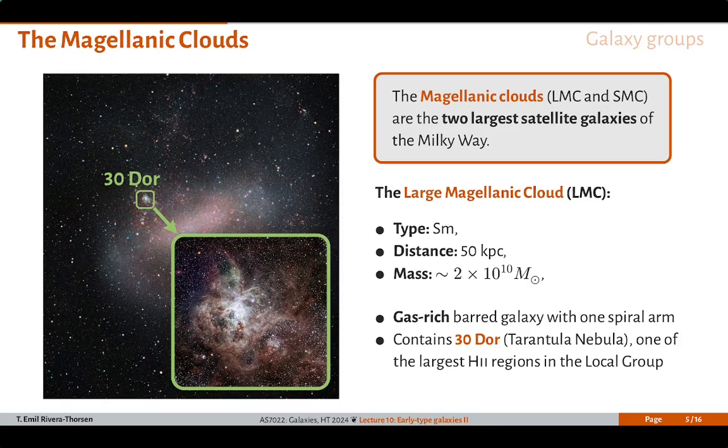So again, another example that we are quite privileged to have the galaxies in the local group so close to us. 30 Doradus, or the Tarantula Nebula, is a very important and very valuable laboratory for studying intense star formation, like we see, for example, a lot more commonly in the early universe.